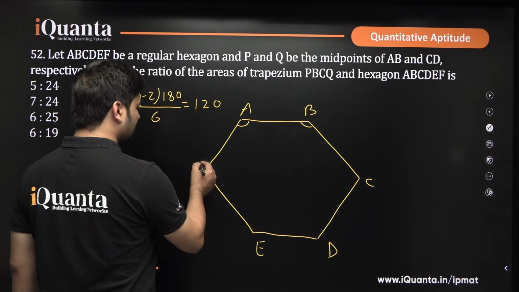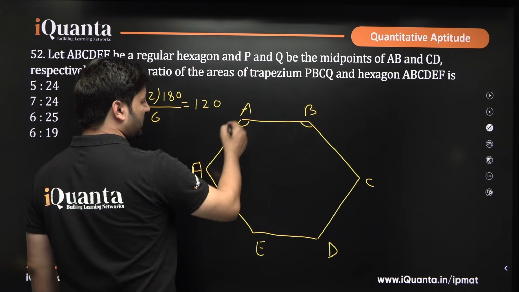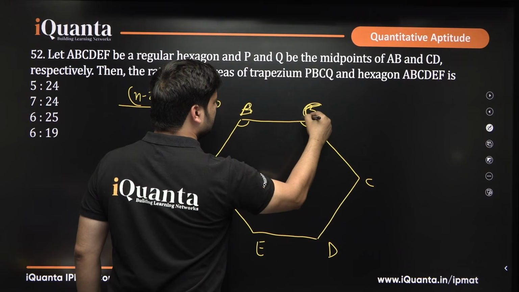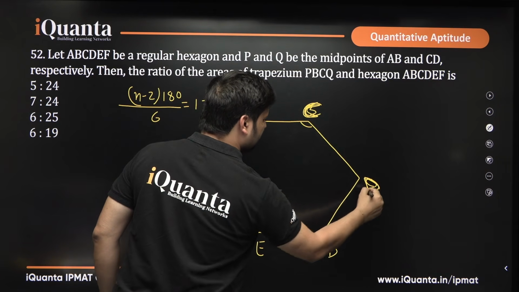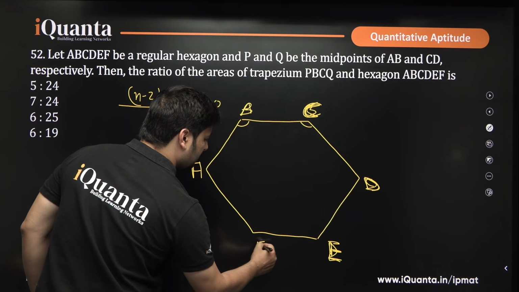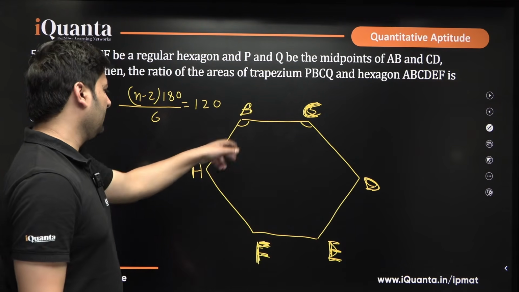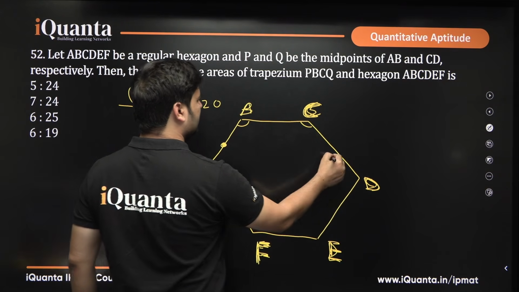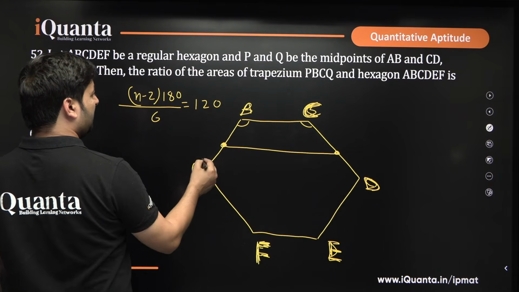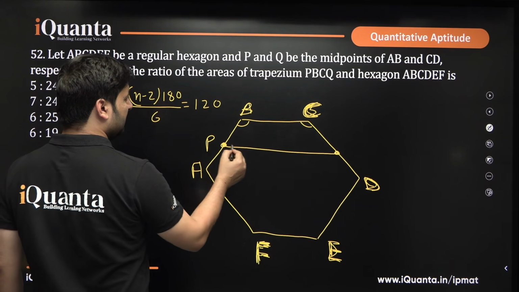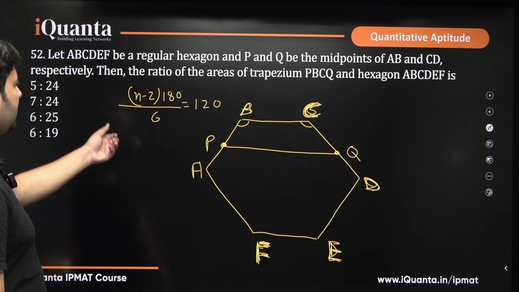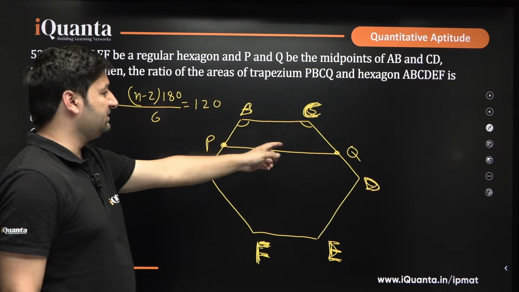Let me put A over here so that I am easily able to make the figure. A, B, this will be C, this will be D, E, and then finally this would be F. A, B, this is the midpoint, C, D, this is the midpoint. If I join both of them, then P, B, C, Q is the trapezium formed. It is asking me the ratio of areas of trapezium PBCQ and hexagon ABCDEF.